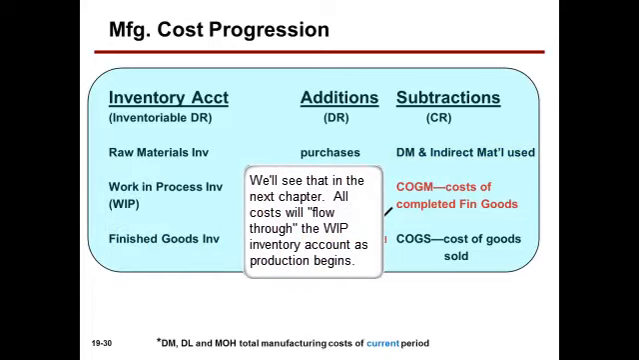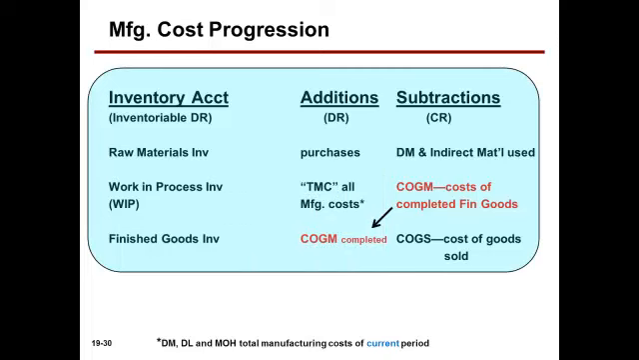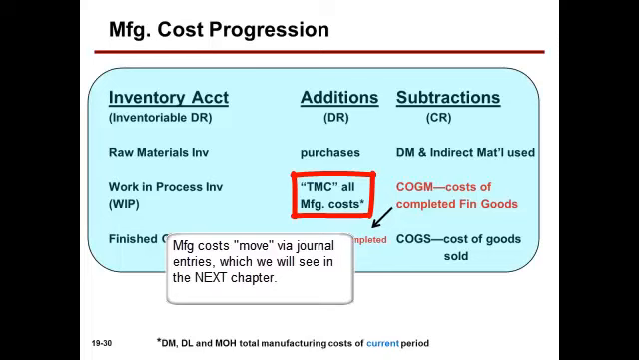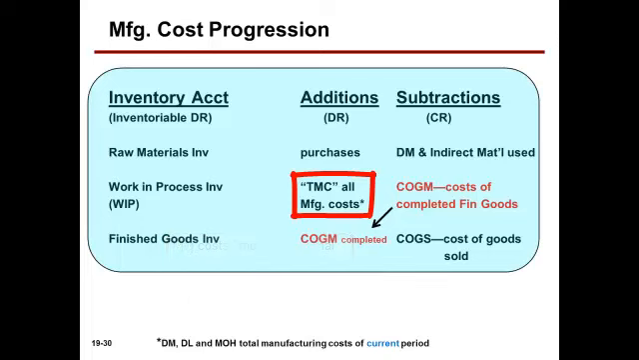The work in process inventory account. As work is started on production, all total manufacturing costs, TMC costs, flow through work in process as a debit. We're talking about direct materials directly charged to work in process, direct labor charged to work in process, and manufacturing overhead is applied to the work in process account as a debit to increase work in process.